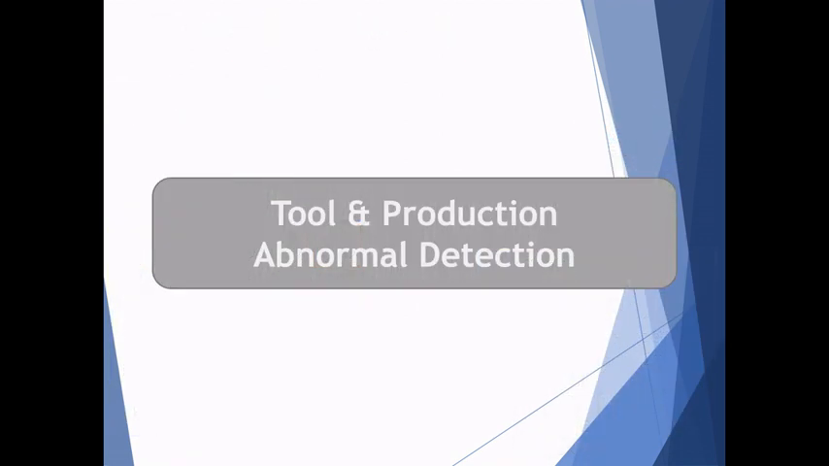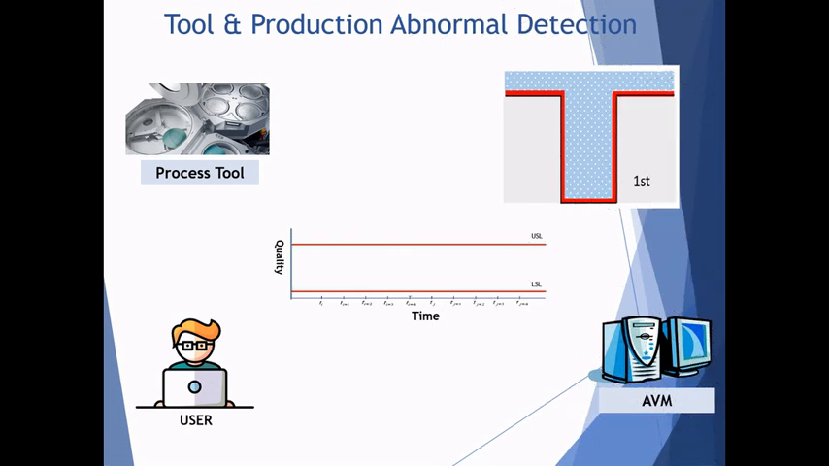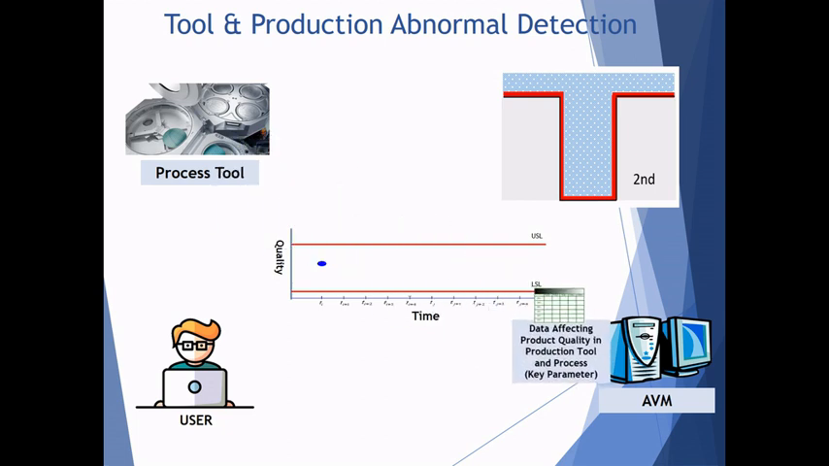Third, tool and production abnormal detection. AVM can determine if the equipment and production are abnormal through the data which will affect product quality from process tools, and index these irregular variations such as GSI and DQIX.